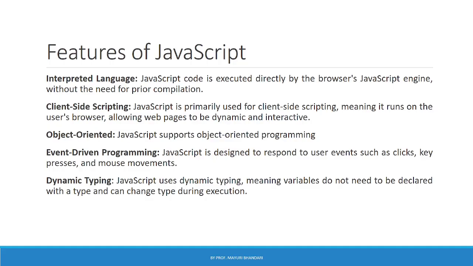Next feature is event-driven programming. JavaScript is designed to respond to the user events like mouse click, key press and different mouse movements. And the last feature over here is dynamic typing. JavaScript uses dynamic typing, that means variable do not need to be declared with type. You can just write let a = 10 and the JavaScript engine will automatically detect it as integer. So it is dynamically typed language. This is about features of JavaScript.